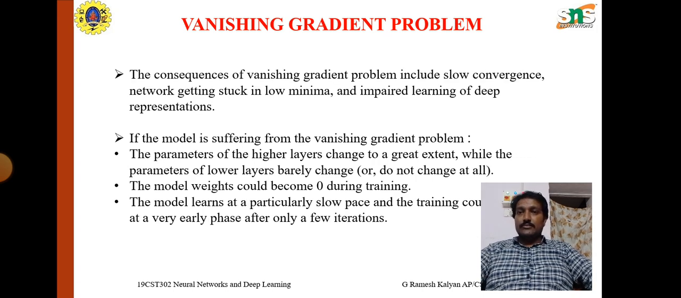The consequences of vanishing gradient problem include slow convergence, the network getting stuck in local minima, and impaired learning of deep representations. If a model is suffering from vanishing gradient problem, we could figure it out using the following symptoms. The parameters of the higher layers change to a great extent, while the parameters of the lower layers barely change or do not change at all.